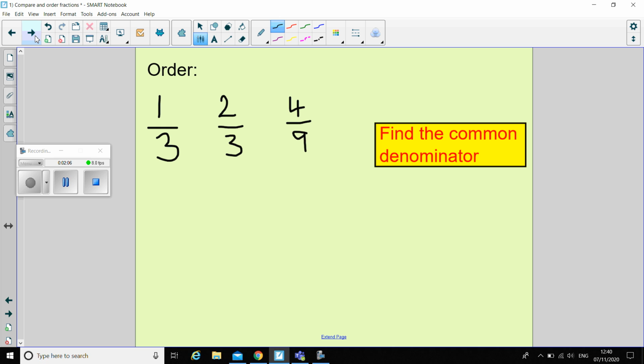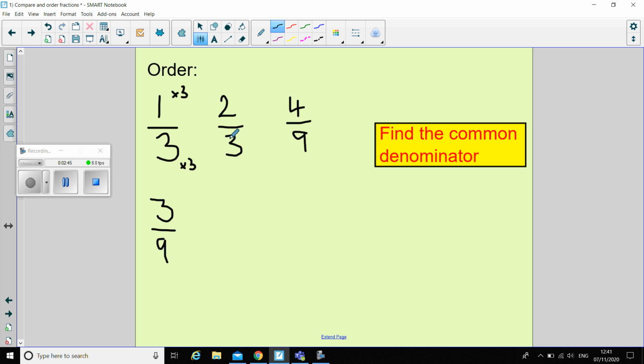Okay. Next, I'm going to look at ordering fractions. It's exactly the same principle. Remember, we've got to find the common denominator and then we can order them. So looking at these fractions here, I want to go for the common denominator of 9. So I need to times this fraction, I need to times 3 by 3 to give me 9 on the bottom, which means I've got to times it by 3 on the top. So 1 times 3 gives me a numerator of 3. 3 times 3 on the bottom gives me a denominator of 9.